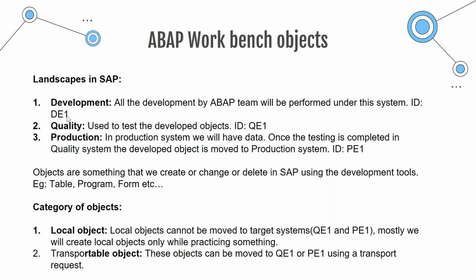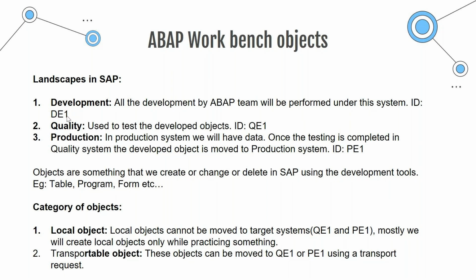Then once you complete the development in the development system, you or someone will transport the changes to the quality system. In the quality system, your functional team will perform the initial testing. First testing will be performed by your functional team. If the testing is successful, then your user will do the testing, the business user who requested the requirement. If the user is also fine with the development, if they approve the development that you did, then only will the changes be moved to the production system.